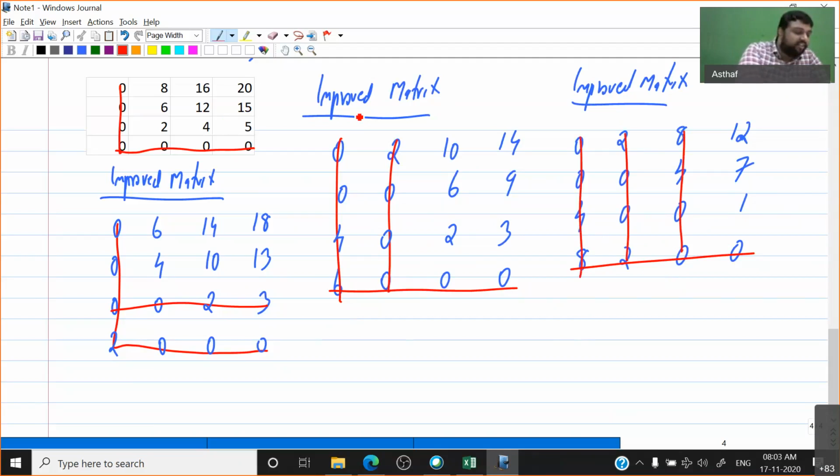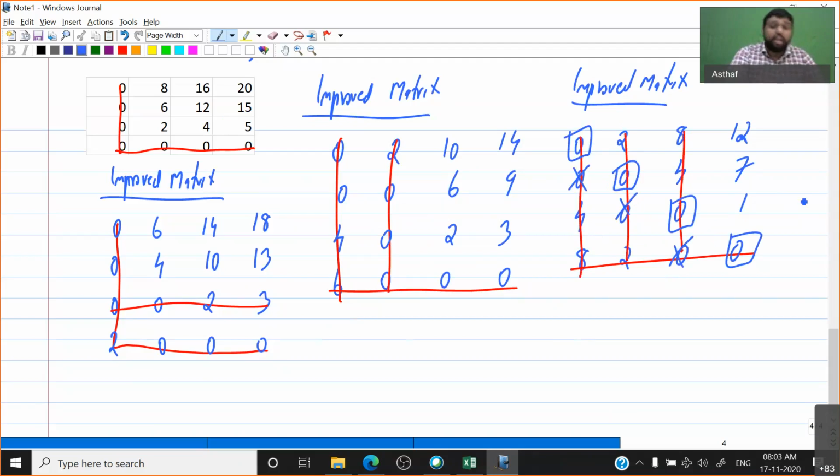See, however we cross, we took 4 lines. Since we took 4 lines, we have to go for allocation. What is the principle of allocation? Row-wise single zero. So here we have a single zero, here a single zero, here a single zero.